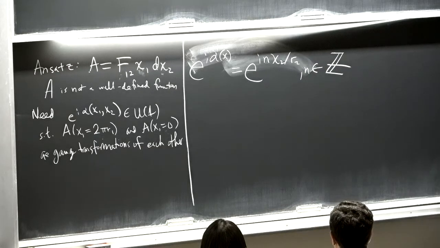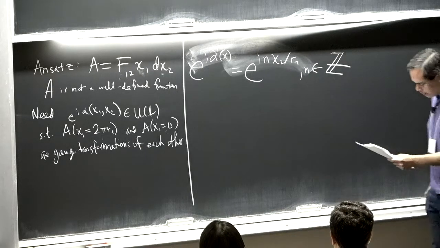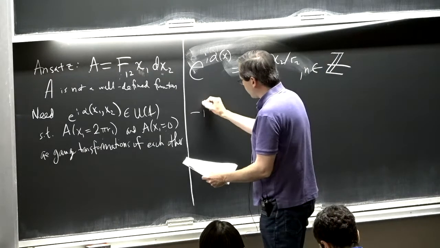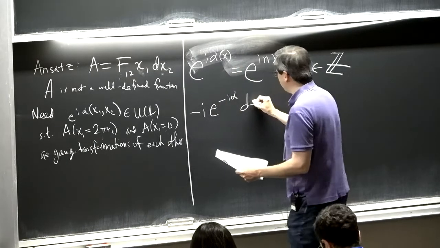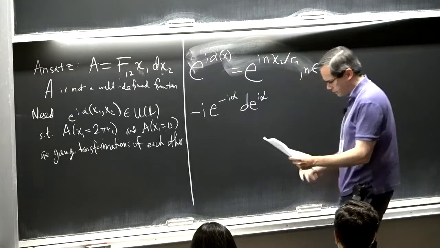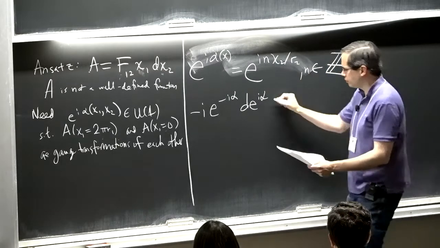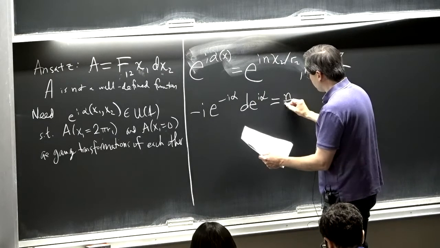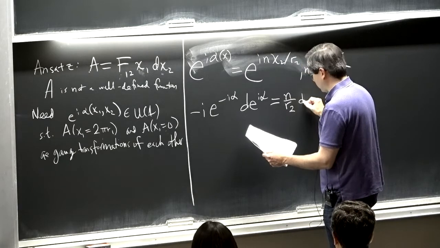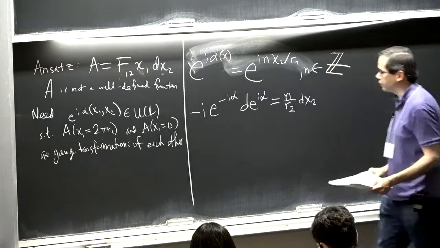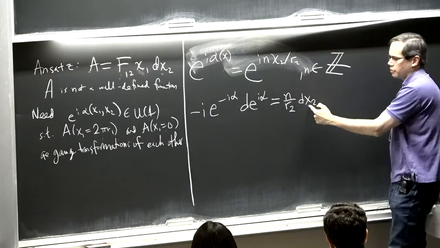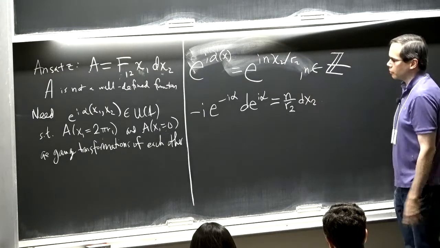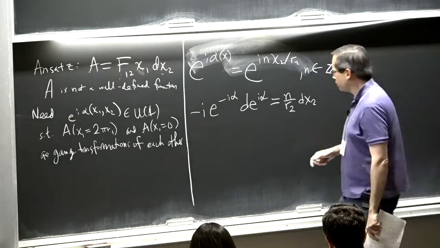Okay, so we're writing down this winding gauge transformation. And what does A do? Well, we said A turns into e to the minus i alpha d e to the plus i alpha. Plug this in. You see that the gauge transformation of A shifts A by this amount. We're taking d of something that depended on x2, so we get a dx2.